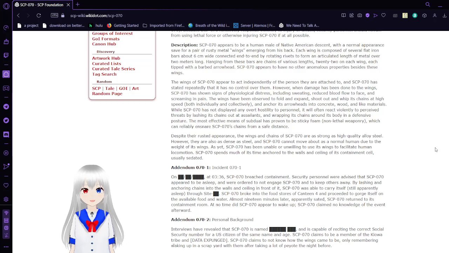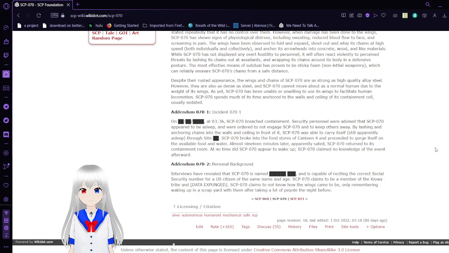While SCP-70 has not displayed any overt hostility to personnel, it will often react violently to perceived threats by lashing its chains out at assailants and wrapping its chains around its body in a defensive posture. The most effective means of subdual has proven to be sticky foam, a non-lethal weapon, which can reliably ensnare SCP-70's chains from a safe distance. Despite their rusted appearance, the wings and chains of SCP-70 are as strong as high-quality alloy steel.